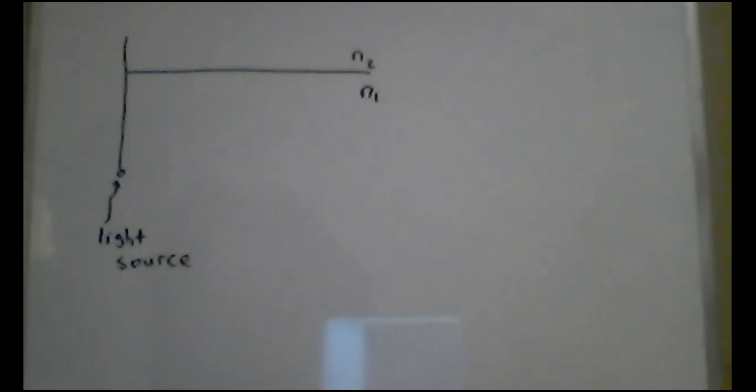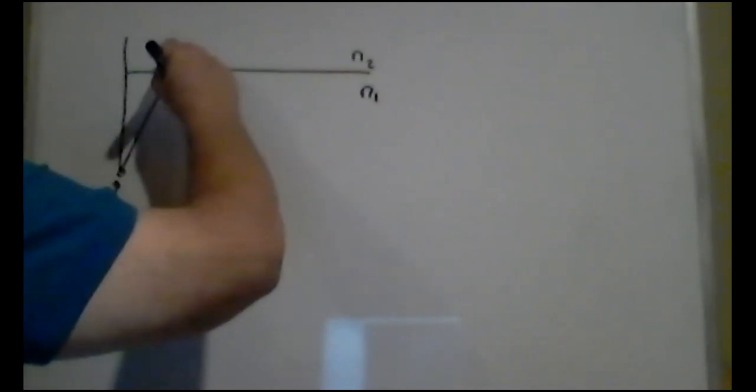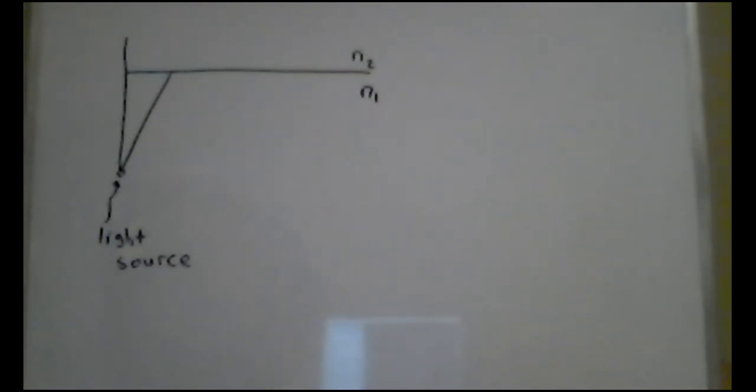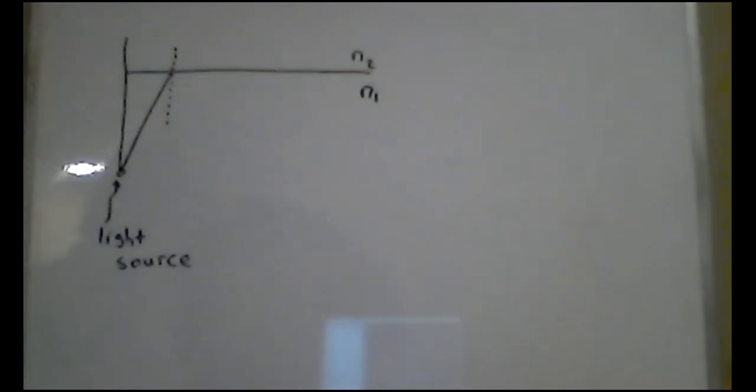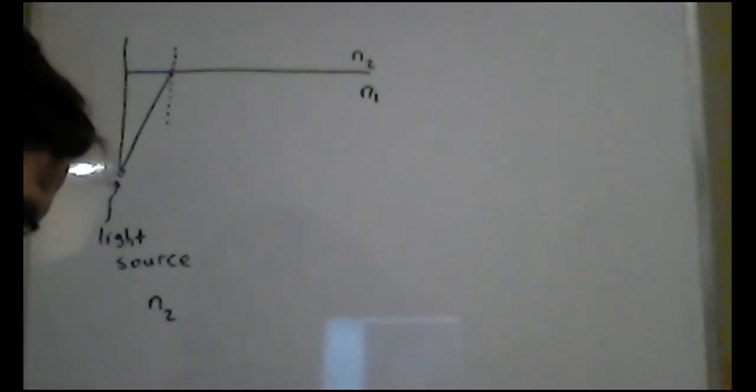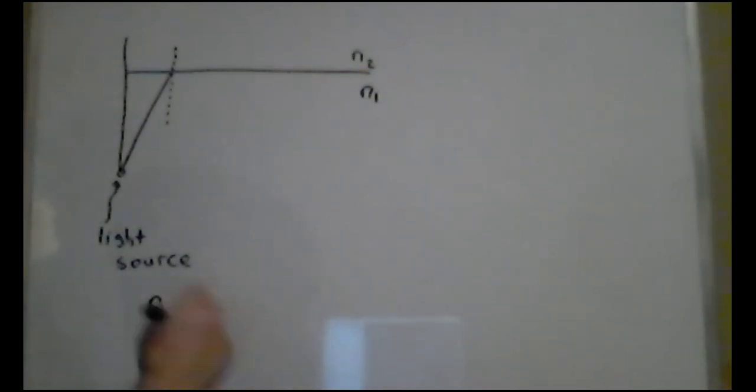Okay, the light source is going to shoot off rays of light everywhere. So let's imagine one ray of light, one that comes out like this. Well, I have a normal, and one of the things we're going to mention here is that N2 is going to be less than N1. That has to be true in this example.